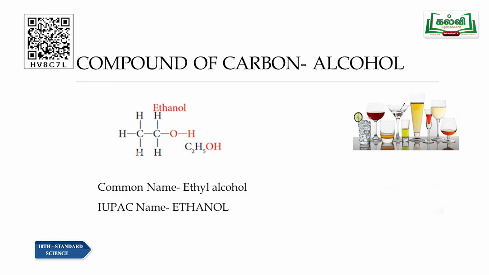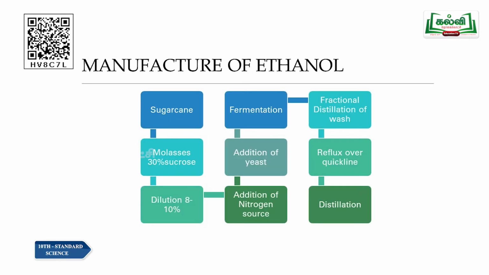We come across this alcohol in our day-to-day life. It is found in alcoholic beverages and also in the cough syrups which we use when we get sick. Let us see how this important compound of carbon, ethanol, is manufactured. Ethanol is manufactured from sugarcane juice.